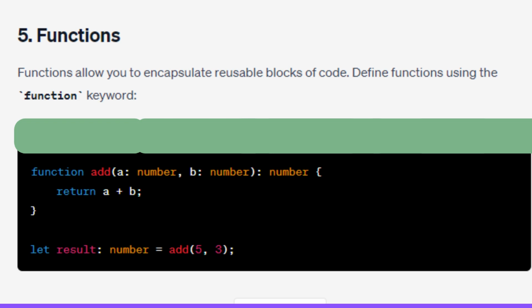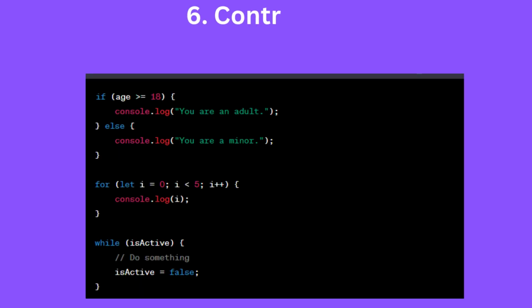Define functions using the function keyword. Function add(a: number, b: number) { return a + b; } Let result: number = add(5, 3). 6. Control flow. Control the flow of your program using conditional statements: if, else, switch, and loops.